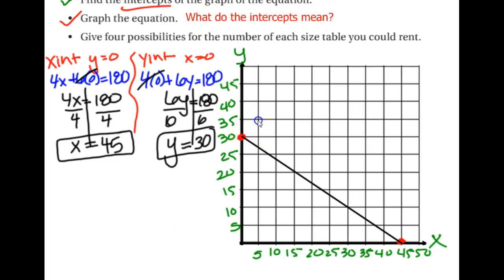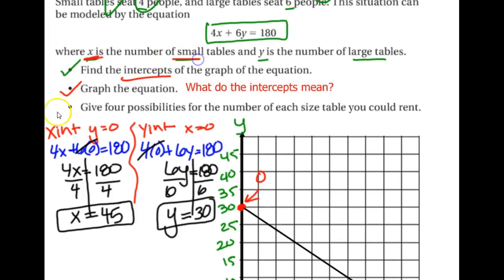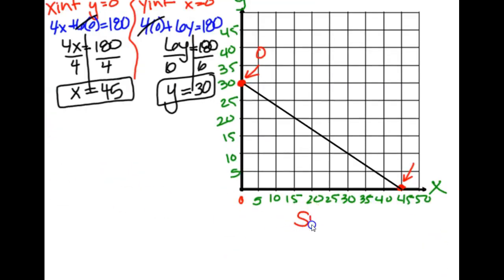It says, what do the intercepts mean? What does this point mean, and what does that point mean? Well, first, this one up here, if I label this, on my x-axis, I would be at 0. So this is 0 of whatever's on my x-axis. Well, my x-axis is small table, so I'm going to label this. These are the small, and then these are the large tables on this side. So right there are 0 small tables and 30 large tables.